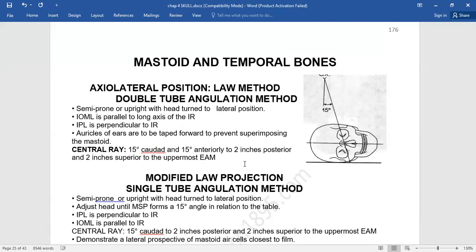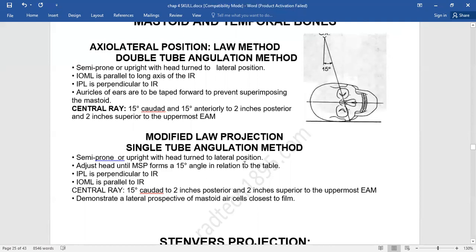So central ray for Law method, double angulation is 15 degrees caudad and 15 degrees anteriorly to 2 inches posterior, 2 inches superior to the uppermost EAM. So bali yung kuha natin sa ating central ray, 2 inches posterior sa likod ng EAM, and then 2 inches pataas.